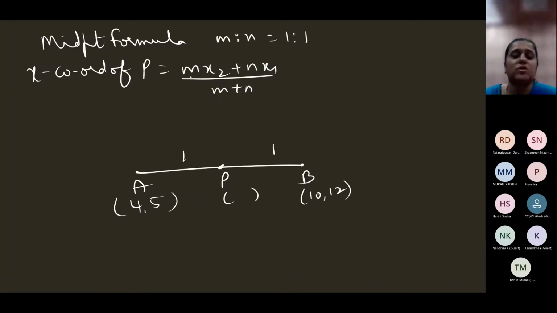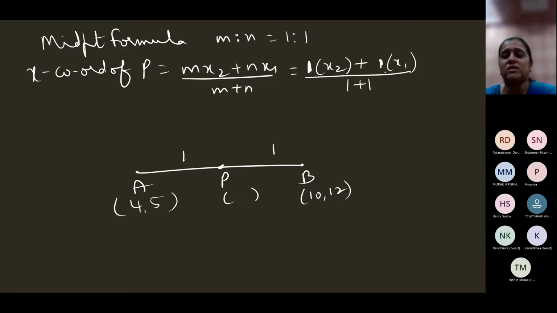So mx2 plus nx1 by m plus n will give you the x coordinate of P. But what is the ratio? 1:1. So 1 into x2 plus 1 into x1, because m is one part, n is also one part, by m plus n, 1 plus 1. So you get x1 plus x2 by 2. This is the x coordinate of P, the midpoint: x1 plus x2 by 2.